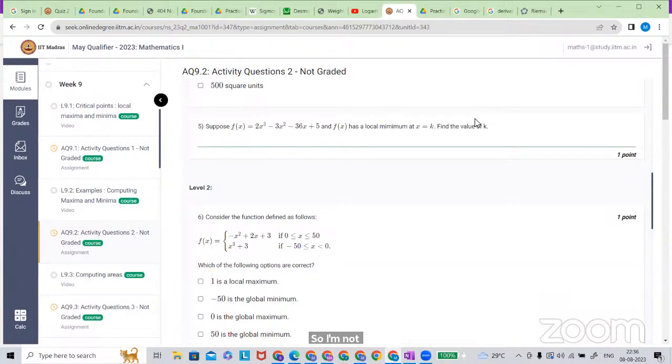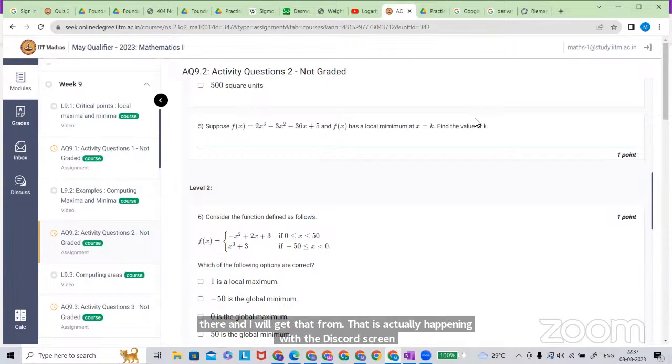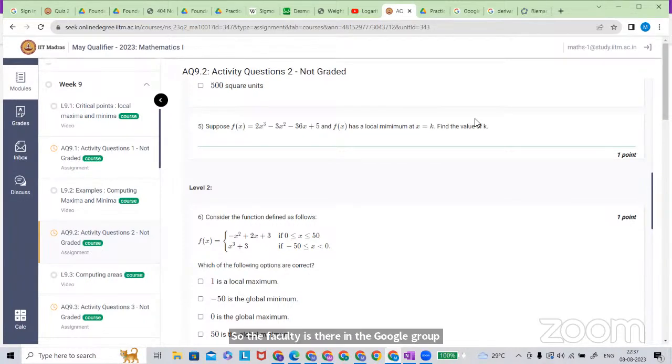I am not on any Discourse. Or are you in the Google group, that forum, if you are doing this course for the first time? No, I've been here from the beginning. So first time means you are a term student or a qualifier student. Qualifier. Then you have a Google group, no? You can ask there, and I will get to know that there is an issue happening with such a thing. So the faculty is there in the Google group? I usually watch there.